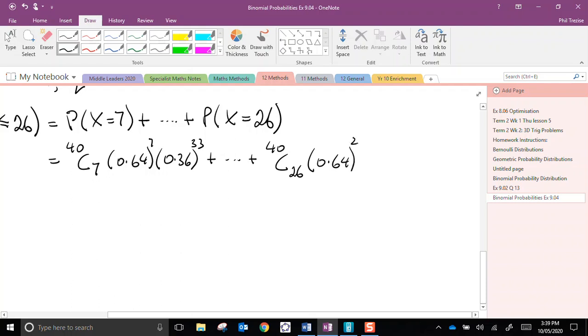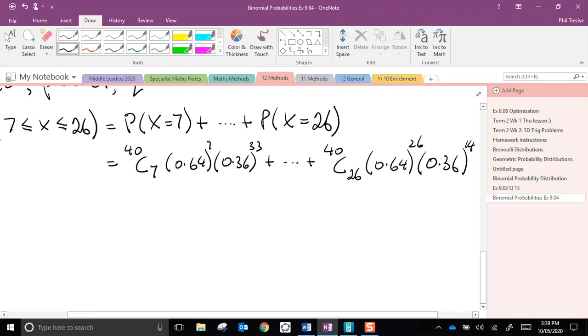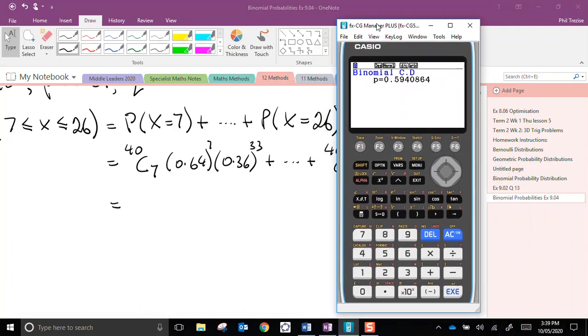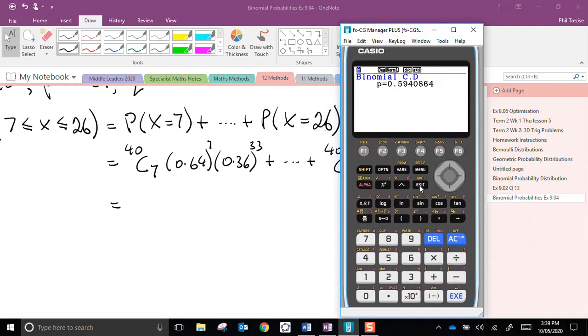0.64 to the power of 26, 0.36. Now what's 40 take 26? That's going to be to the power of 14. And once again, we certainly won't be writing all these out. We'll be going straight back to our calculator here. Let's just hit exit to get from that answer back to where we were.